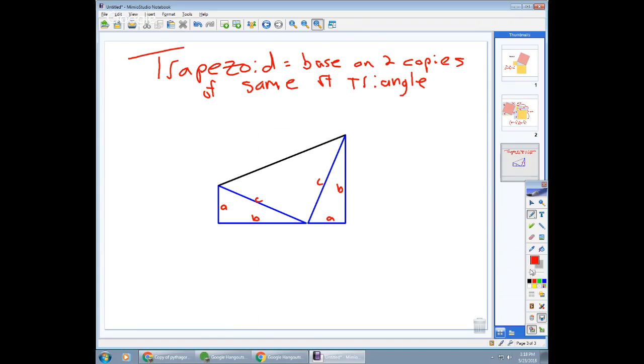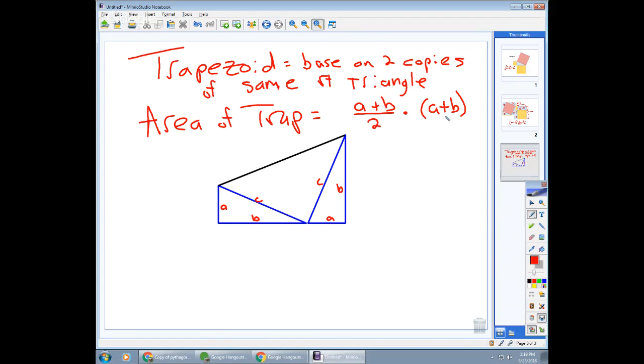As far as the area of a trapezoid, the formula is: take the 2 bases, this one over here, A, and this one over here, B, and average them. So I would take A plus B over 2, and I would multiply that by the height, and the height would have to be this part right here, right? And that's just another A plus B. So that's one way to view the area.